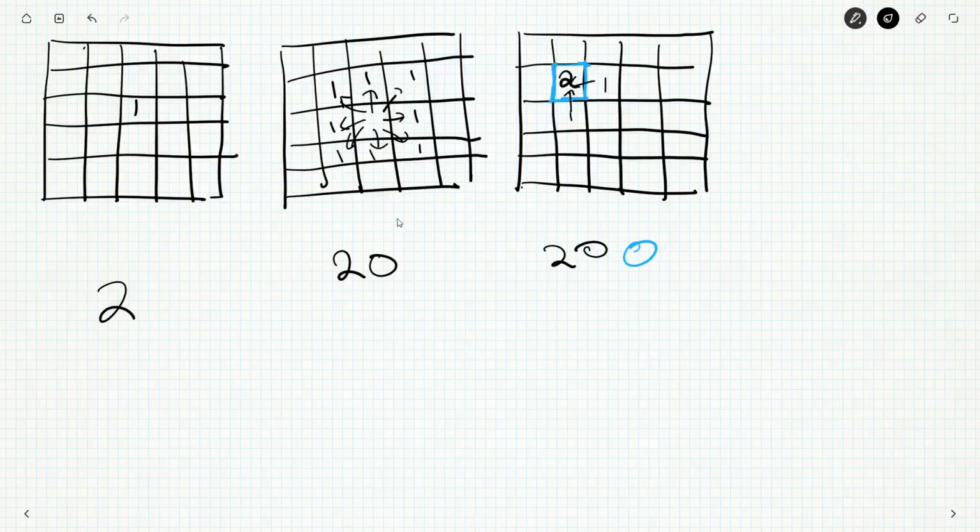There's 2 ways to be using this 0 as the 3rd place. Likewise, there's 2 ways to use this 0, 2 ways to use this 0, 2 ways to use this 0.